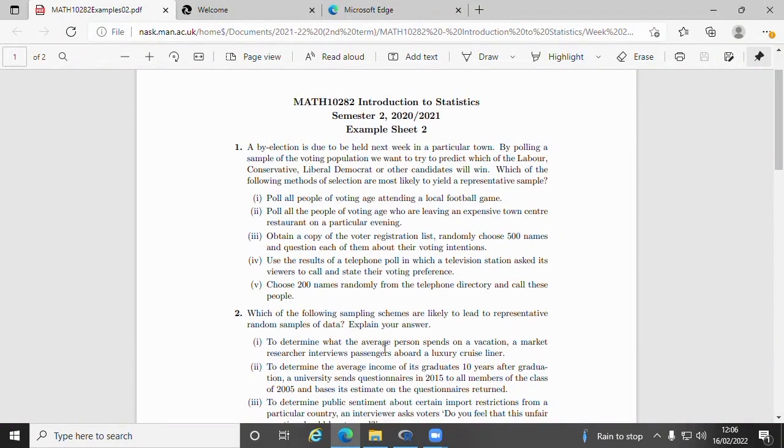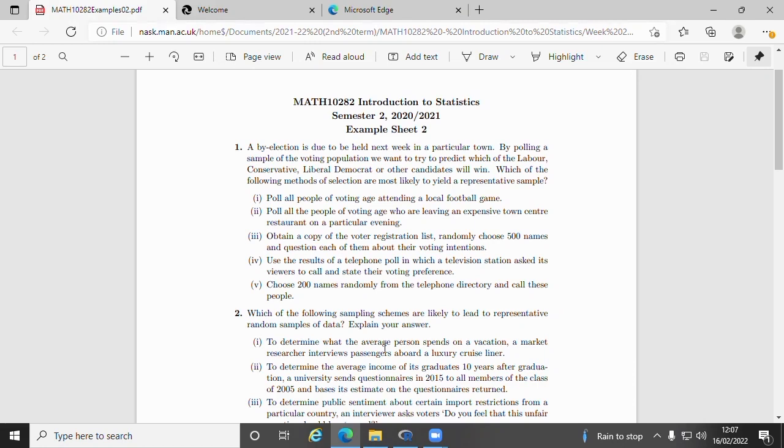Okay, so this is the second tutorial session, and in this tutorial session, we'll work together on some of the questions in example sheet 2. Have you ever tried to work on this question at home? Don't worry, we will work together here.